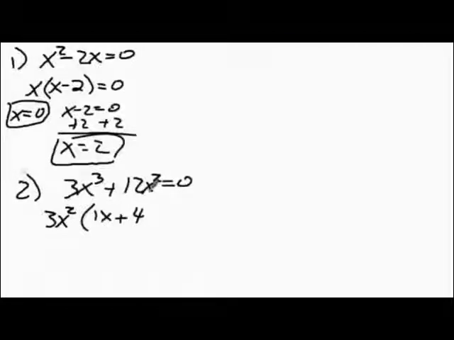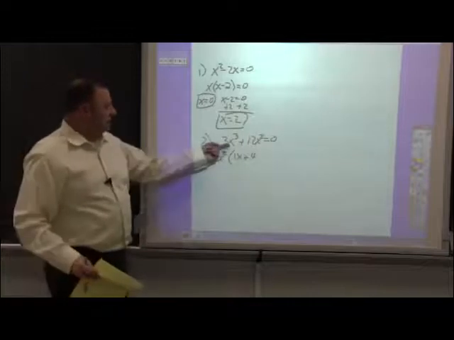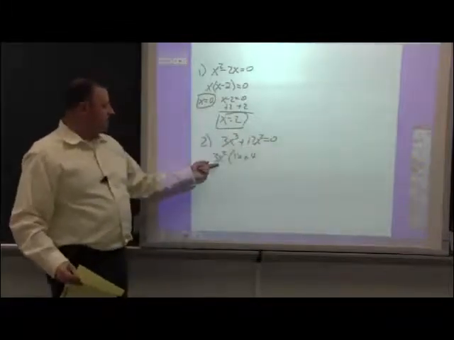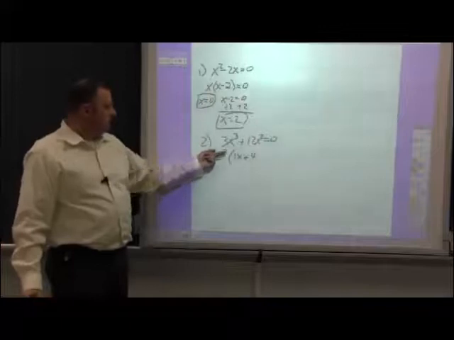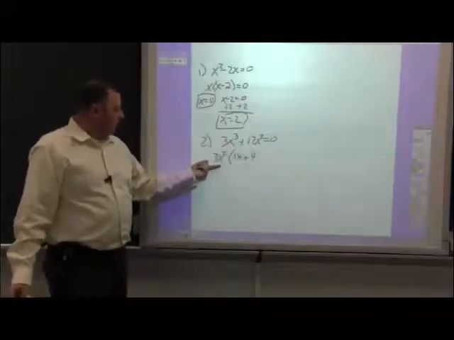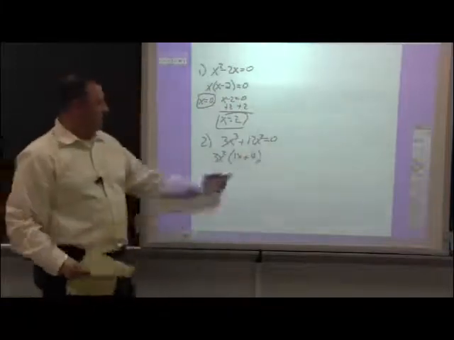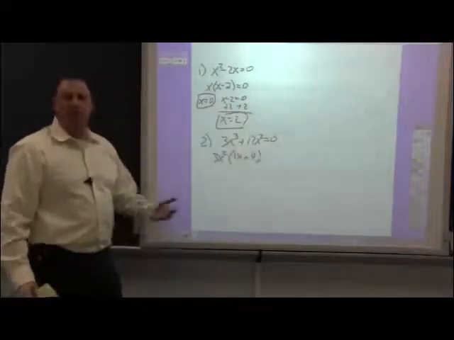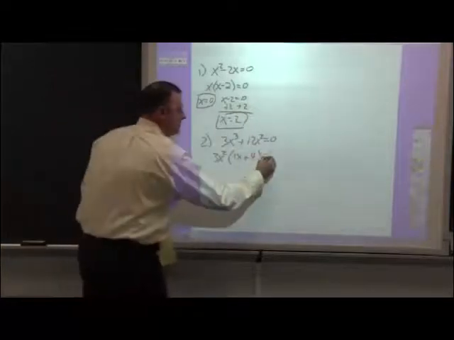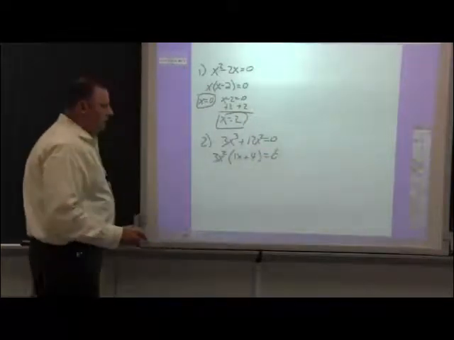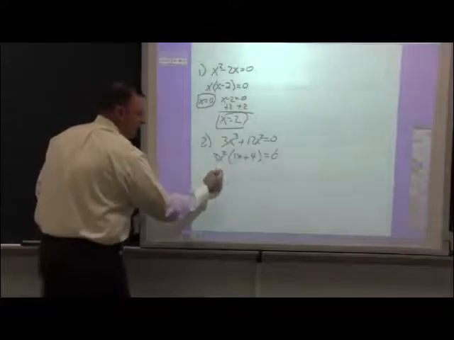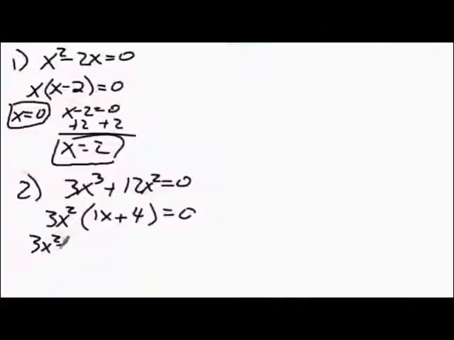In essence, what you're doing is you're taking each term that you have here and dividing it by the greatest common factor. So if you had 3x cubed over 3x squared, you'd have 1x. If you took 12x squared divided by 3x squared, you would be left with 4. Now don't forget, we got this set equal to 0. Now we have two factors. We have 3x squared we have to solve. We're going to set that equal to 0. And then we have the other factor of x plus 4. Set that equal to 0.